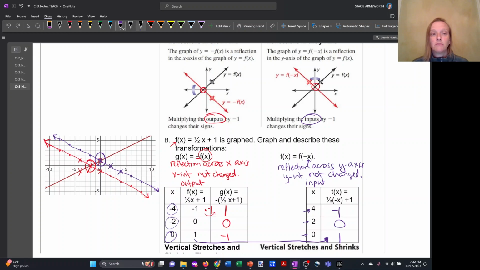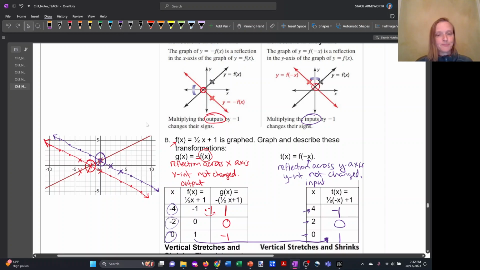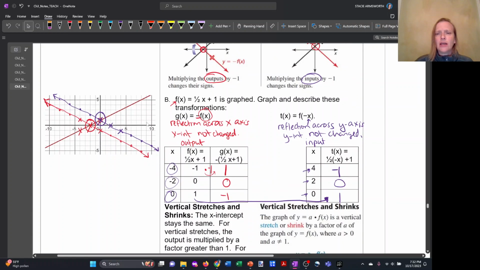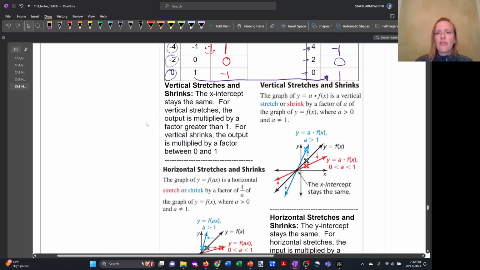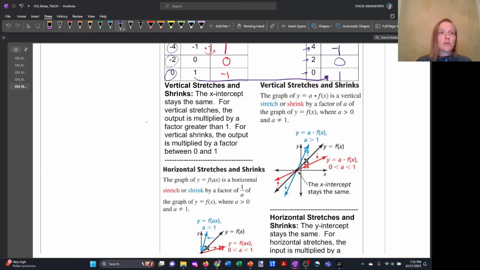So that shows you an example of what a reflection in the x-axis looks like and what a reflection across the y-axis looks like. Now let's look at vertical stretches and vertical shrinks, and then we'll look at horizontal stretches and horizontal shrinks.